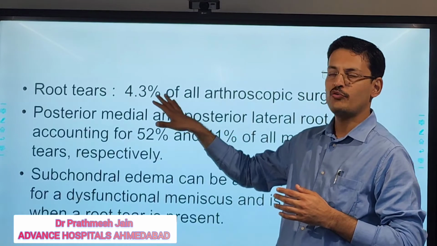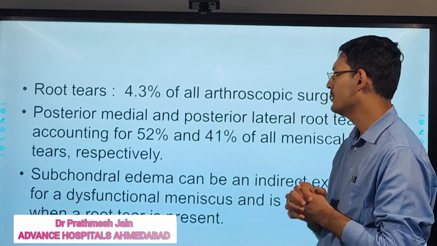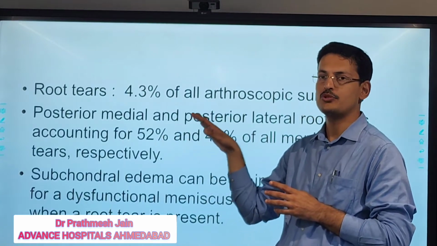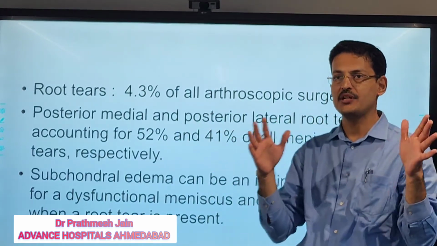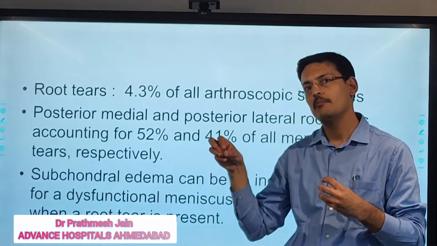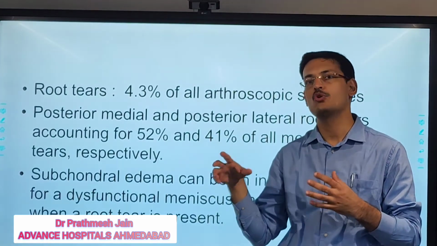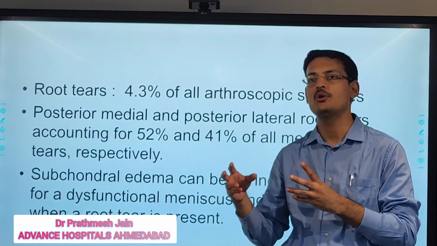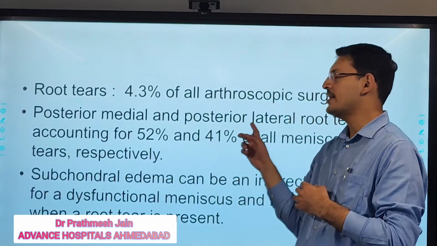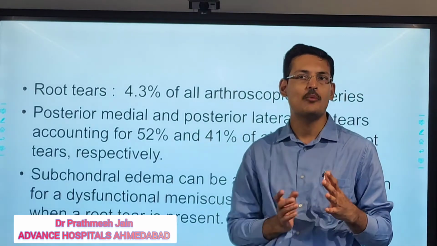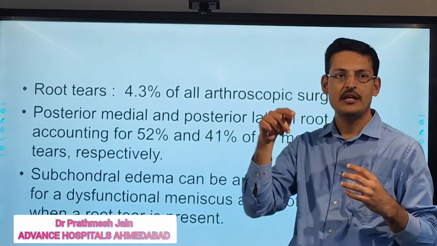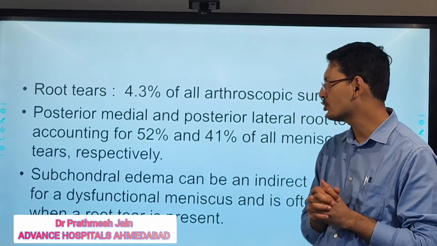It is about 4 to 5% of total arthroscopic procedures. Very commonly you see posterior medial root tears and posterior lateral root tears. Now the patient group varies. The medial side tears are more common in middle-aged persons, typically associated with early onset of osteoarthritis, whereas the lateral meniscus root tears are more commonly seen with ACL injuries primarily. So when you have an ACL injury, there may be a concomitant injury to the meniscus root.